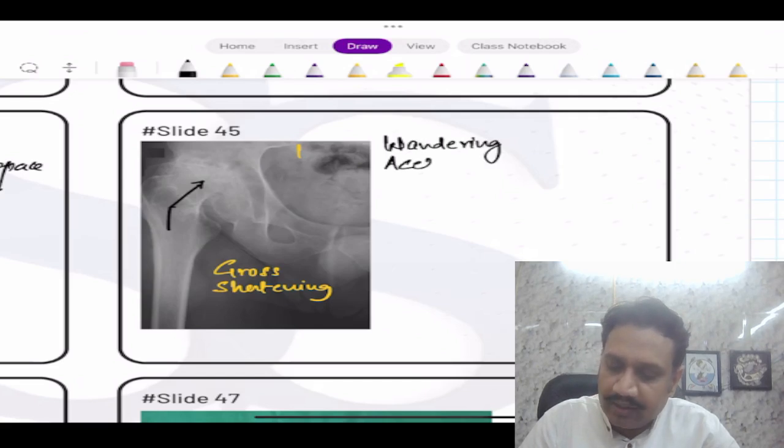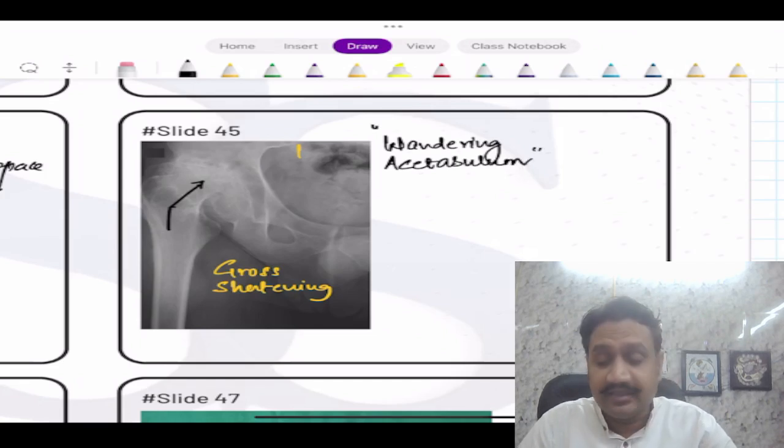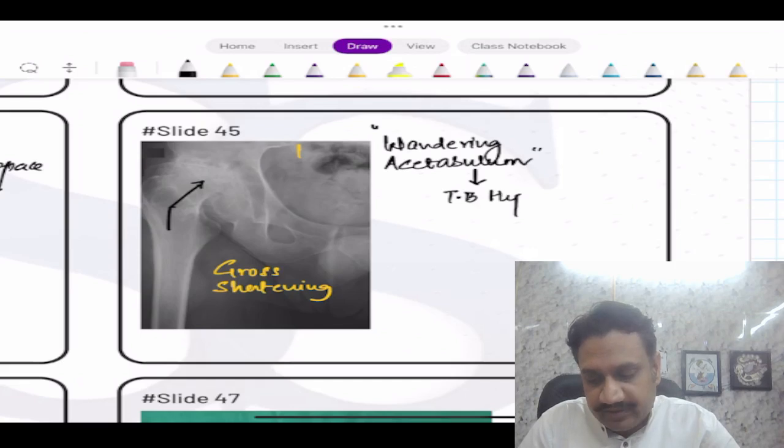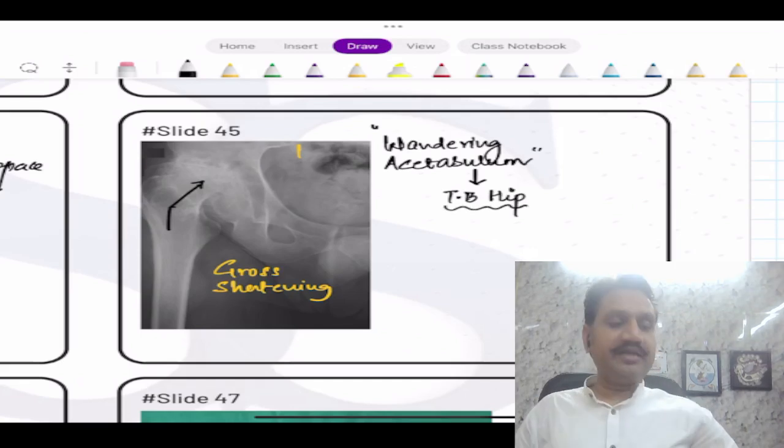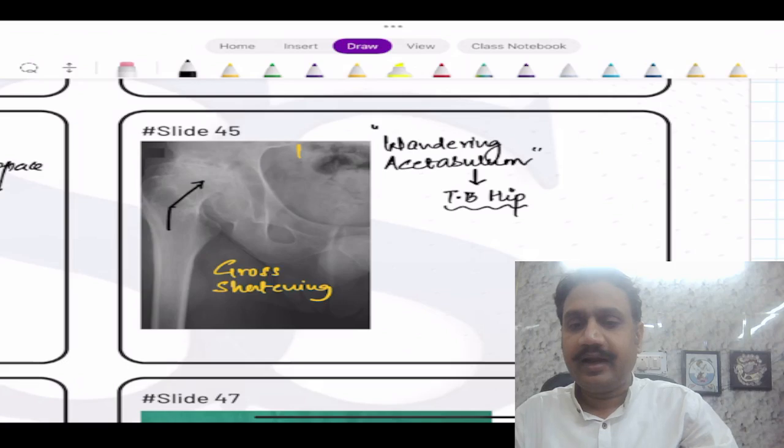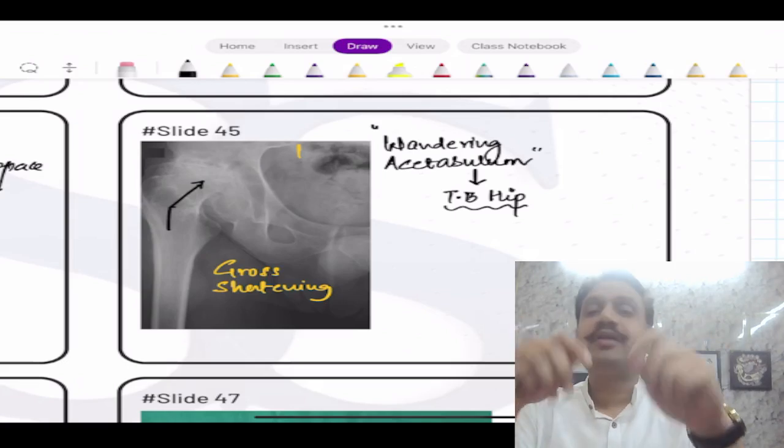That is wandering acetabulum, right? And where do we see that? This is again seen in tuberculosis of the hip. Where do we see wandering acetabulum? The acetabulum which keeps on changing its position again and again. And it is going to happen in cases of tuberculosis of the hip, right?